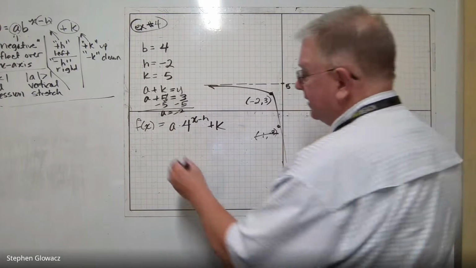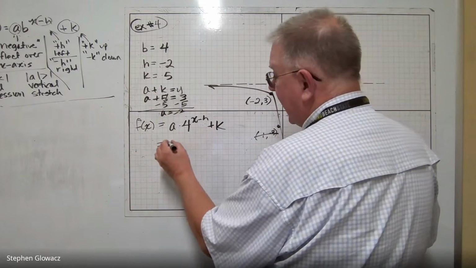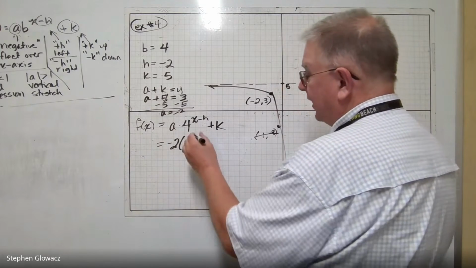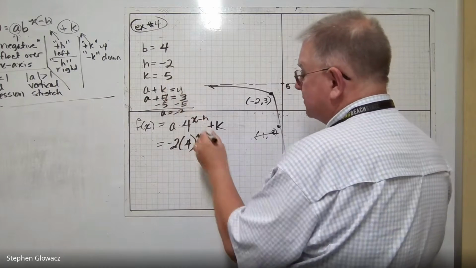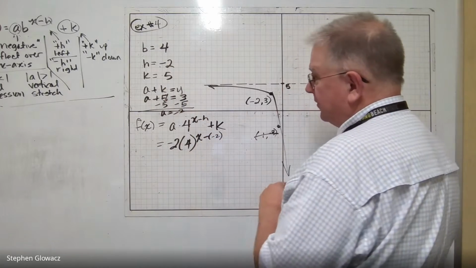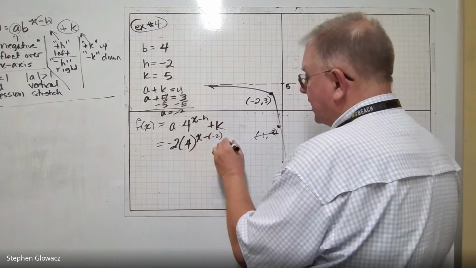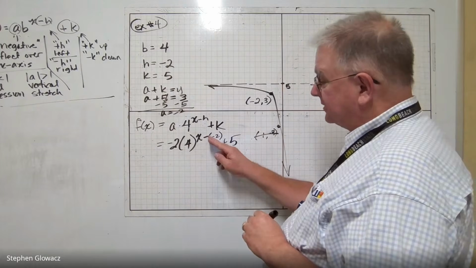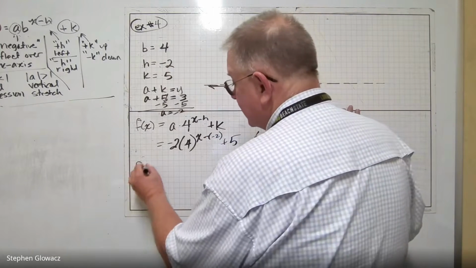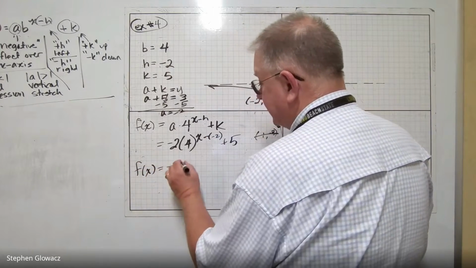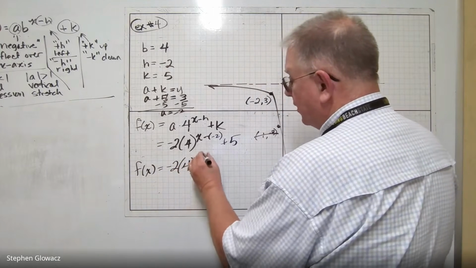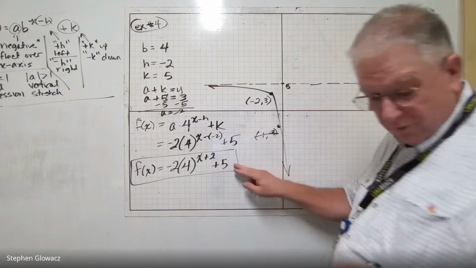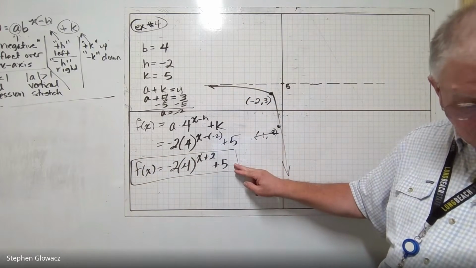Substituting those values in for A, H, and K, A is -2. And of course, the base is already there, 4. We have X minus H, that's minus a -2. We'll write it in like that, but then we'll do some simplifying. K is positive 5, so we have a positive 5 over there. Remember, subtracting a negative becomes addition. And so our final answer, f of x equals -2 times 4 to the x plus 2, plus 5. And that's our answer for our example for problem number 4.